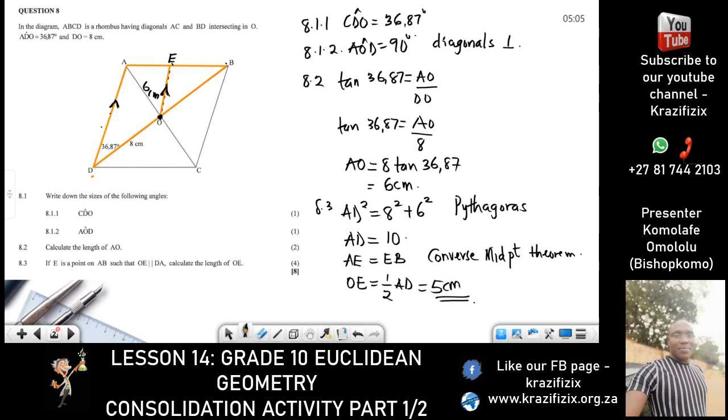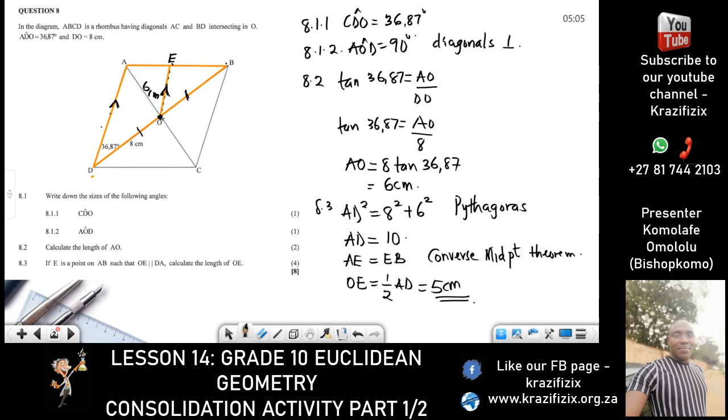So sometimes you need to just construct so that you can then see. Go back to the video on midpoint theorem and check what the converse is. Alright, since this and this are equal and parallel, it therefore means that AE is equal to EB, converse of midpoint theorem. Again, BO and DO are equal.